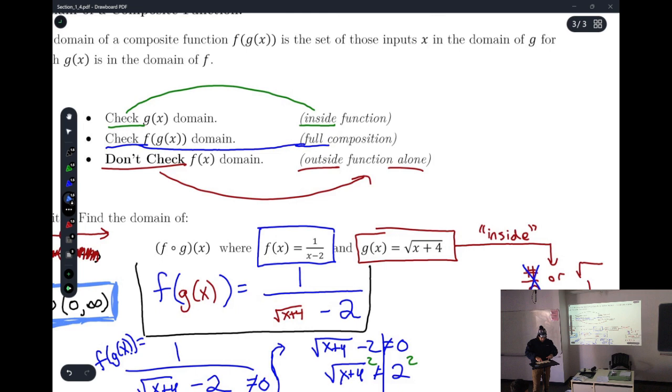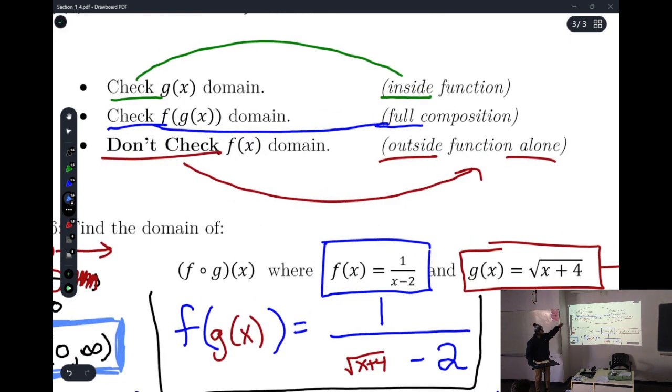And that is the third thing. Don't check the blue thing. Don't check the outside one by itself, because it'll throw you off. You check the inside one, and you check the full thing, but you don't check the blue one because it'll throw you off. Don't worry, we're going to practice this all lab. We're not doing anything new in lab. We're just going to practice what we're doing today.